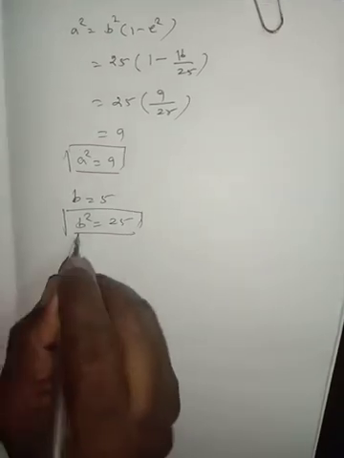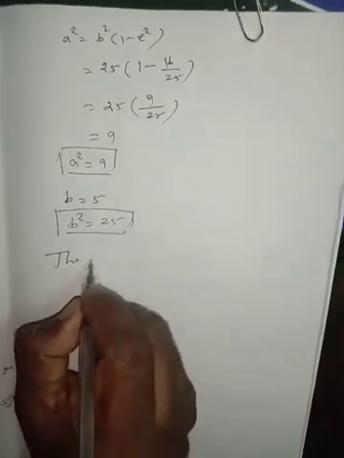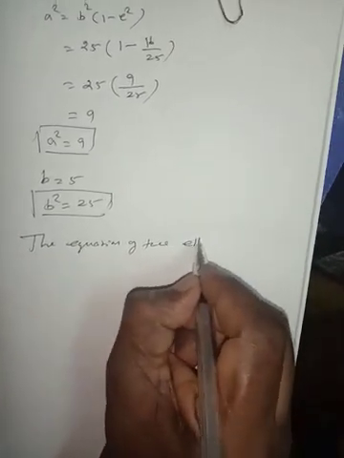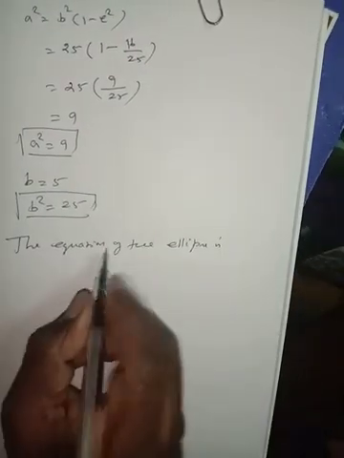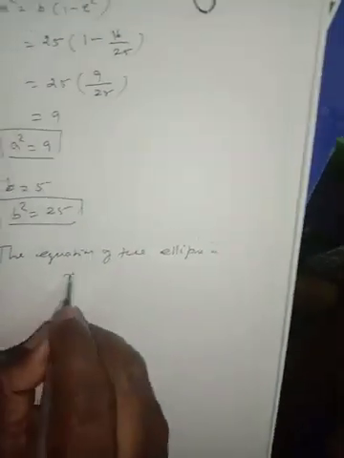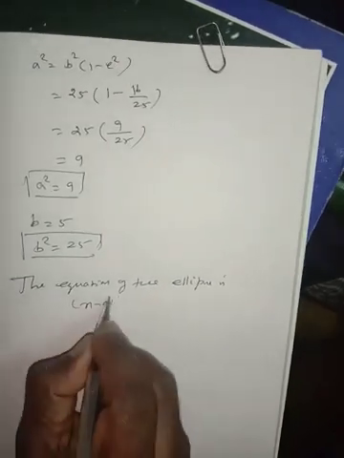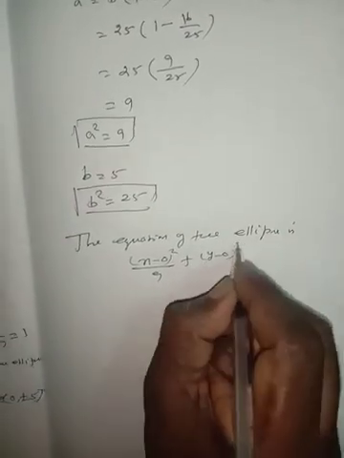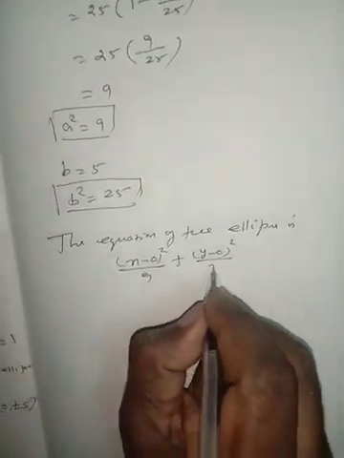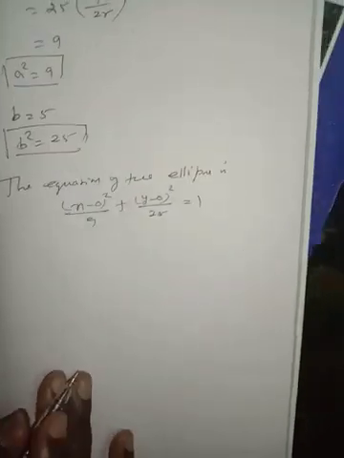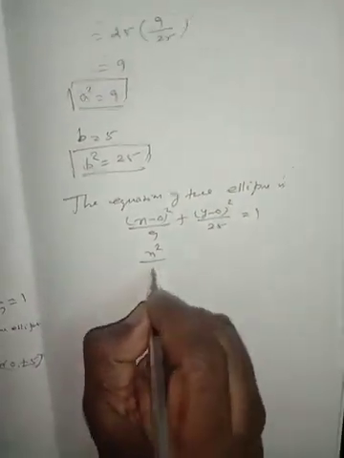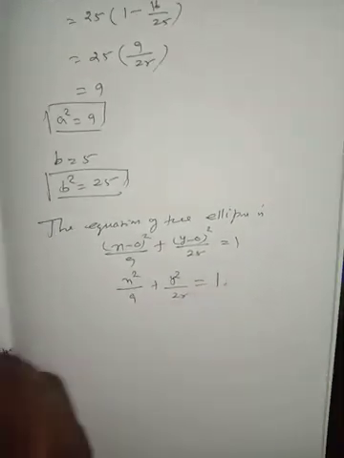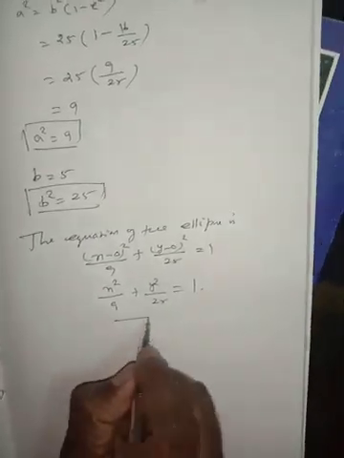Now, the equation of the ellipse is (x minus 0) whole square divided by 9 plus (y minus 0) whole square divided by 25 is equal to 1. This means x square by 9 plus y square by 25 is equal to 1. This is the required equation of the ellipse.